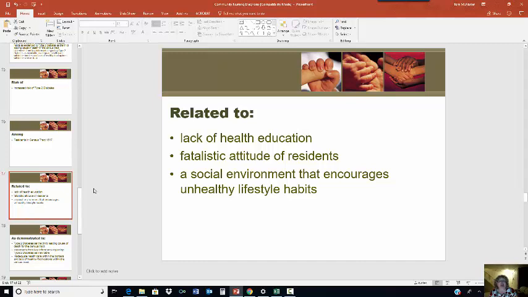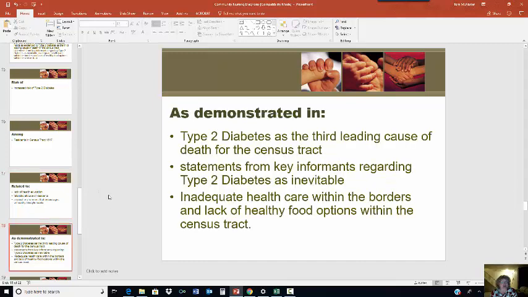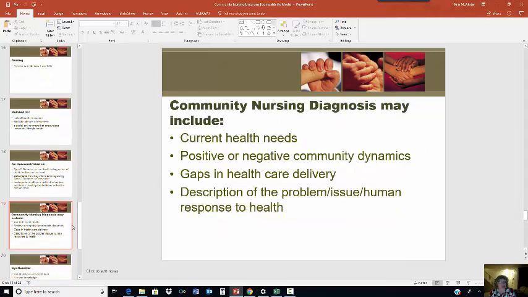And it's related to a lack of health education, the fatalistic attitudes of residents, a social environment that encourages unhealthy lifestyle habits. And it's demonstrated by the fact that it's the third leading cause of death for the census tract, statements from key informants regarding type 2 diabetes as inevitable. Everybody in this community has it. I know I'm going to get it, and I can't do anything about it. Inadequate health care within the borders, that's the borders of the community, and lack of healthy food options within the census tract.